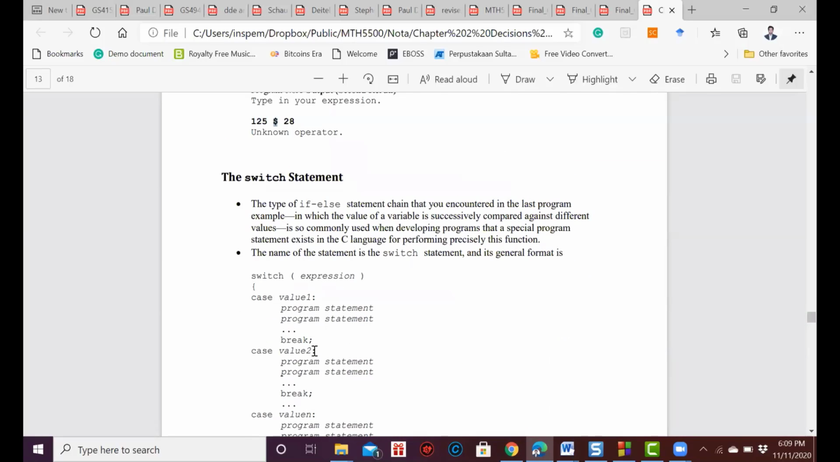Okay, now finish. The last selection statement is the switch statement. In C, we call it the switch statement. The if else chain that we encountered in the last program example, in which the value of a variable is successively compared against different values, is so commonly used when developing programs that a special statement exists in the C language for performing precisely this function. The name of the statement is the switch statement, and the general format is like this.